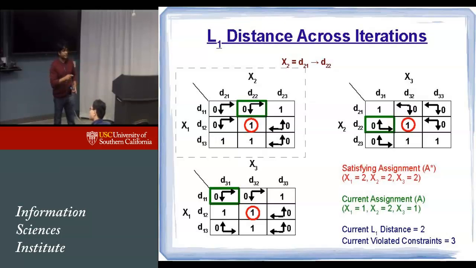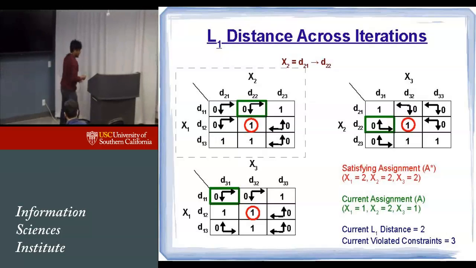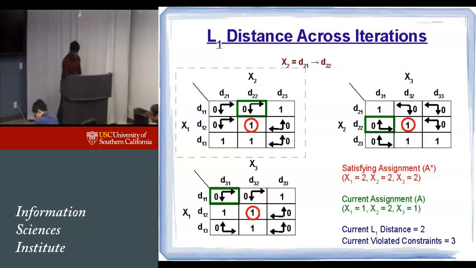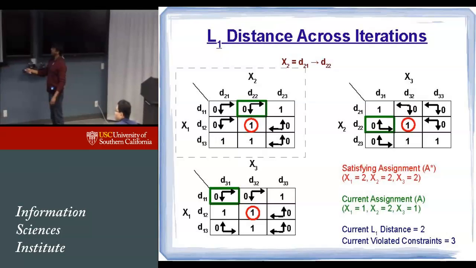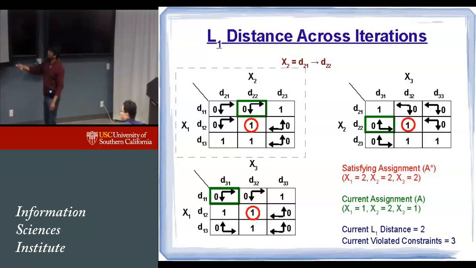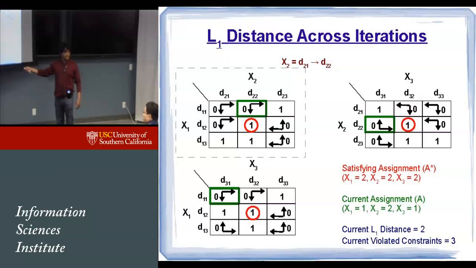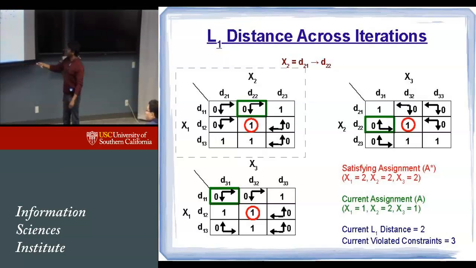Can you clarify what you mean by projection? Projection means that, let's say our complete assignment is x1 equal to 2, x2 equal to 2, and x3 equal to 2. Does this constraint involve x3 at all? No. This constraint is just between x1 and x2. So the projection of this complete assignment onto this constraint is only the relevant values of x1 and x2 here.